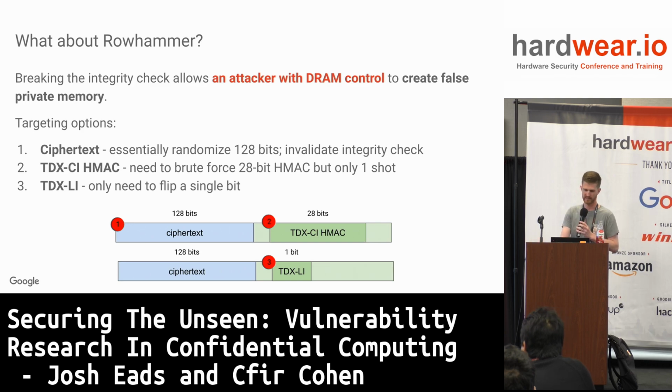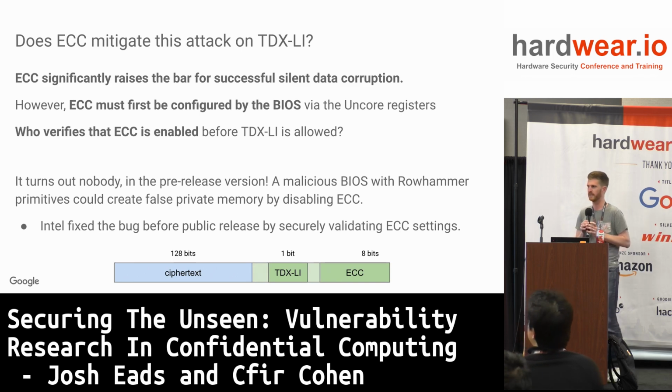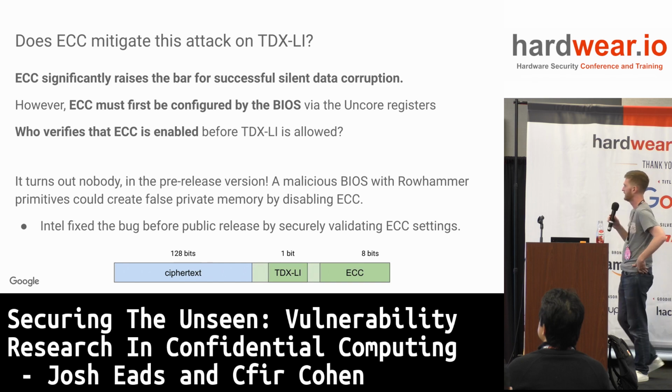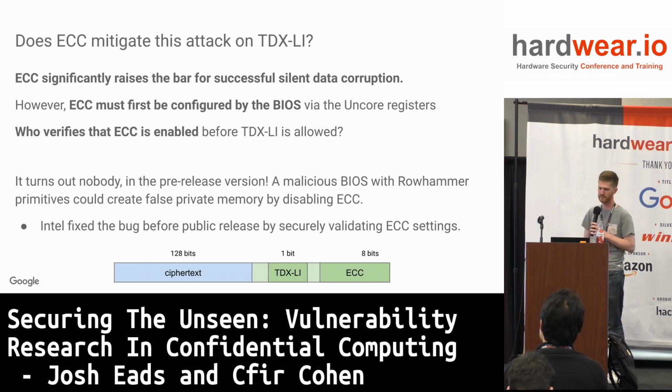So there is another protection that's not shown here. You can turn on ECC, right? So ECC significantly raises the bar for Rowhammer. It tries to protect against silent data corruption by either flipping the bits correctly and reverting them or signaling an error. But the trick is, what actually turns ECC on? How do you know it's really on? This has to be done by the BIOS. And there are some uncore registers that it programs and figures out exactly how ECC should be used.